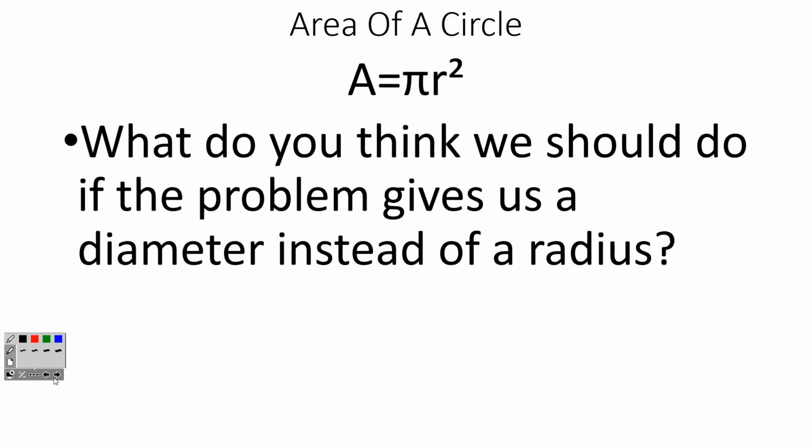So what do we do if the problem gives us a diameter instead of a radius? Because remember, the formula is area equals pi times the radius squared, not the diameter. So if it gives us a diameter instead of a radius, we have to remember that we have to divide the diameter by 2 to get the radius. So we have to do that first.